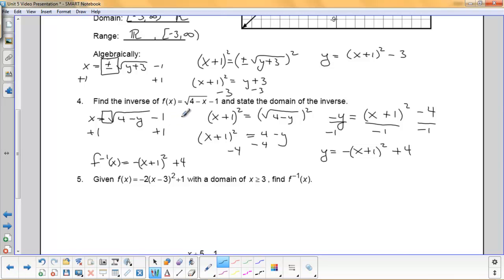Well, if the domain of the inverse was the range of the original, it's easy for me to figure out what the range was by remembering that there's a definite starting point at -1. Let me think back on that again. Remember, -1 is k. Remember, h and k? K is the definite starting point of this graph. Well, that's the range because it's k.